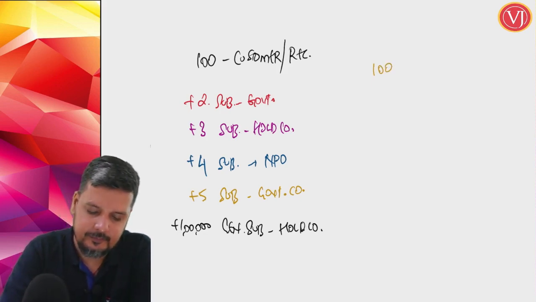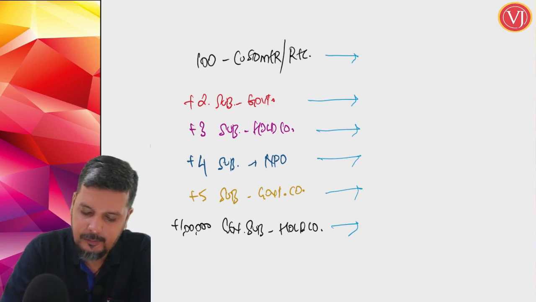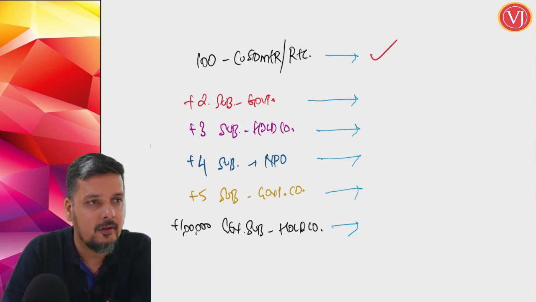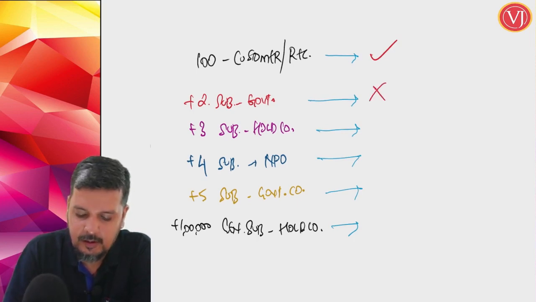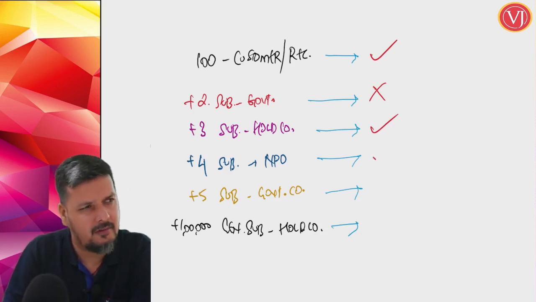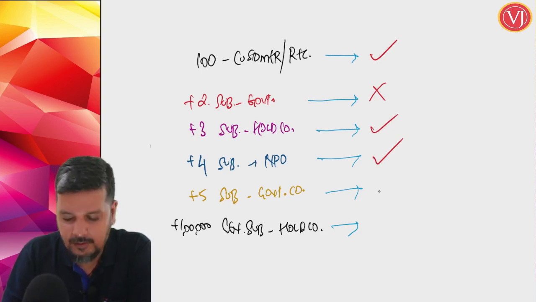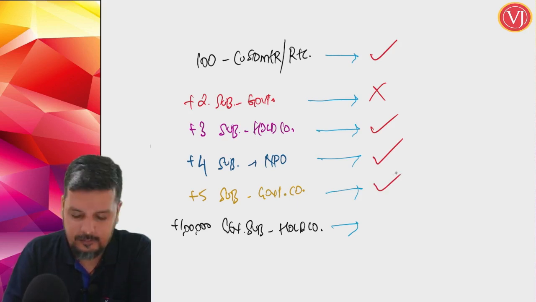100 rupees, yes, by default you are going to add it. Whether 2 rupees you will add? No, by government, no. 3 rupees you will add? Holding company, yes. 4 rupees you will add? Non-profit organization, yes. 5 rupees you will add? Government is different from, yes. 1 lakh rupees you will add? No, it is not.